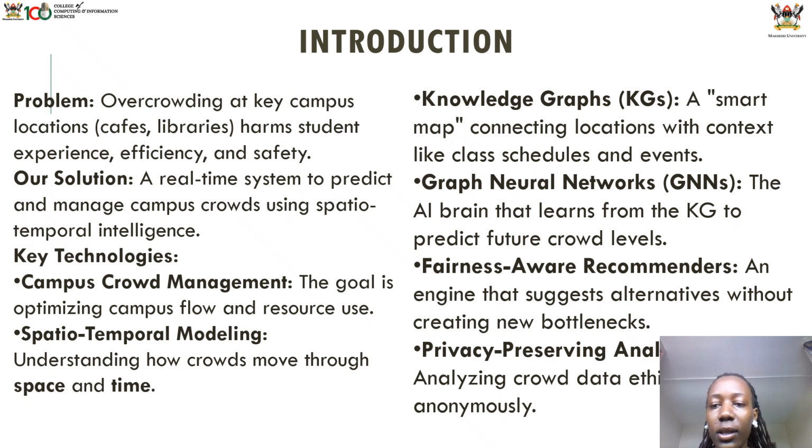And then we have the graph neural networks. This is basically the brain of the AI that learns from the knowledge graphs to predict the future crowd levels. Then the fairness-aware recommenders. This is an engine that suggests alternatives without creating new bottlenecks. It does equitability for the crowds. Then we have the privacy-preserving analytics. This analyzes crowds ethically and also helps in anonymizing geolocation data.